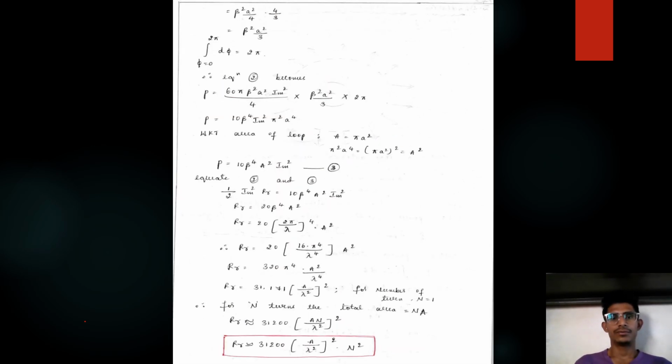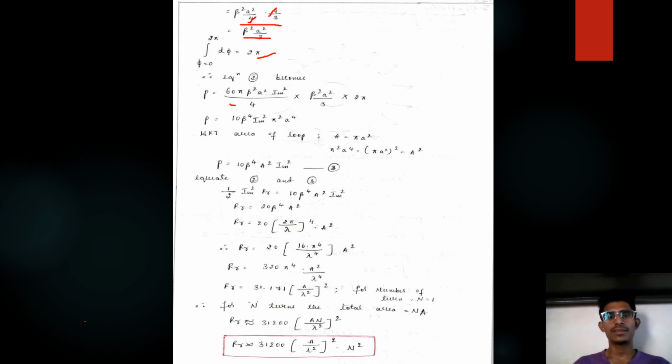And on the next page we come to beta squared a squared by 4 by 3. This is the equation for this. And see here, 4 will be cancelled, and this is the equation we get. Applying the same limit for d phi, we get 2 pi, and substitute these two in equation 2 that we mentioned before. P is equal to 6 by 4 beta squared a squared by 3 into 2 pi.